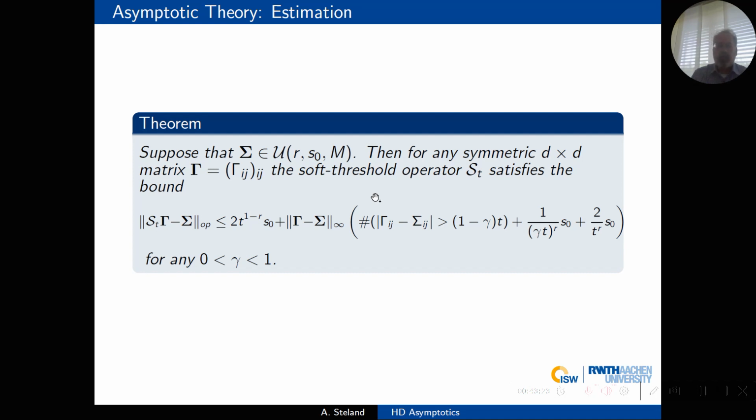And we see that we bound it in terms of parameters defined by the uniformity class, in terms of the maximum norm between gamma and sigma, and the number of elements which are greater than almost the threshold. And here again, there are two terms which depend essentially on the uniformity class parameter s naught, defining the degree of sparseness of the underlying sigma.